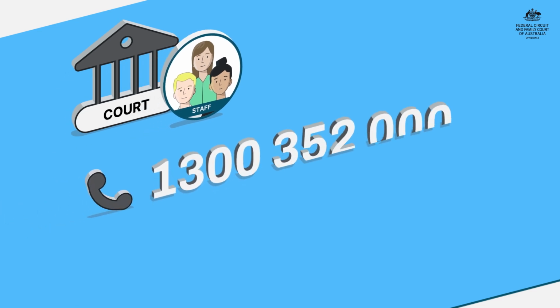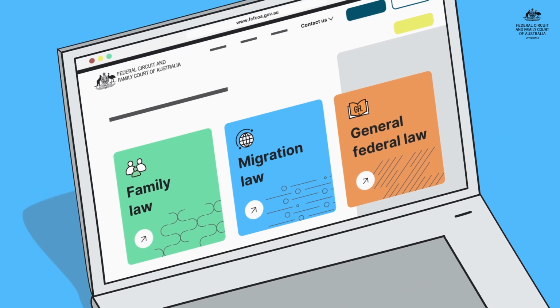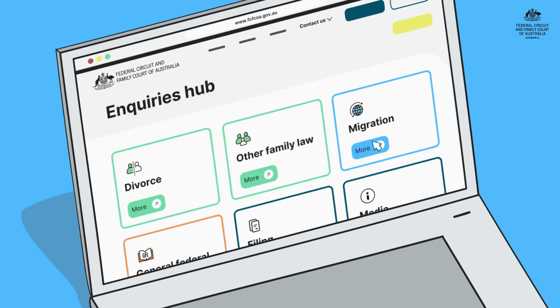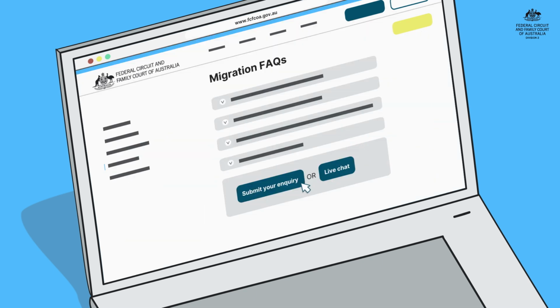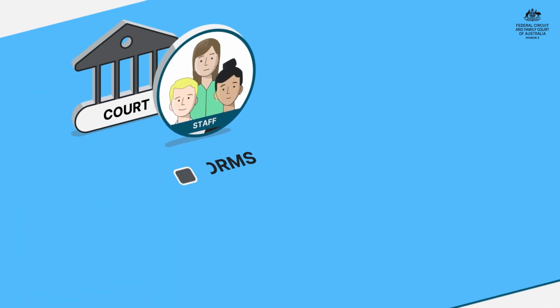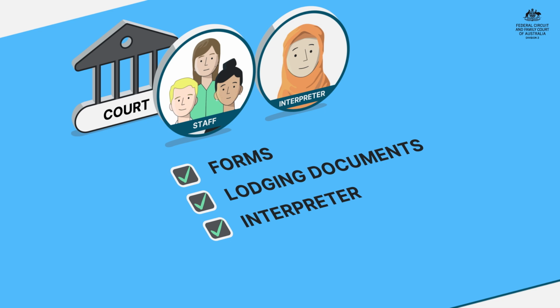You can also contact our staff by telephoning 1300 352 000 or by submitting an inquiry via the court's website. Court staff at the registry can help you with accessing forms or lodging documents. If you need an interpreter to help you understand, you can ask for one. You will not be asked to pay for the interpreter. However, court staff cannot give you legal advice.